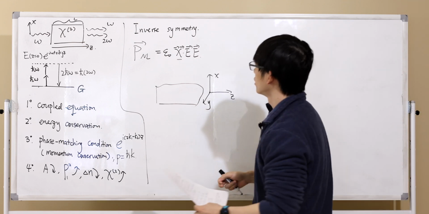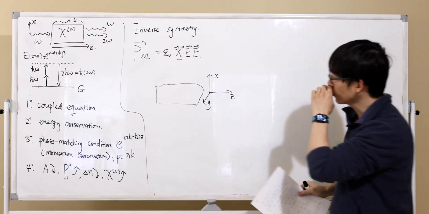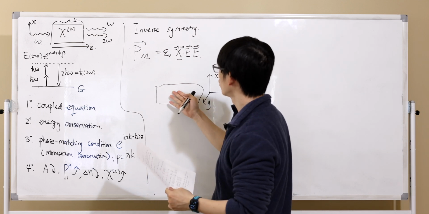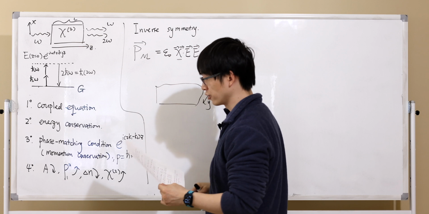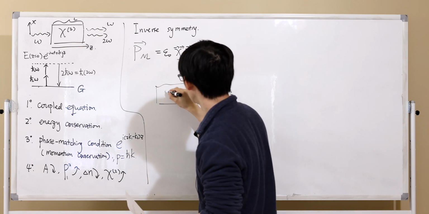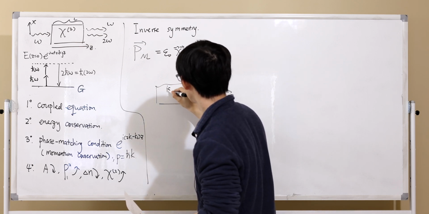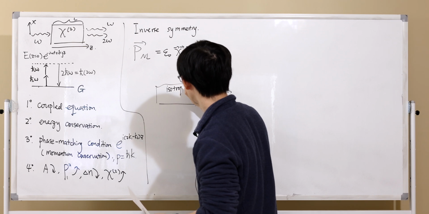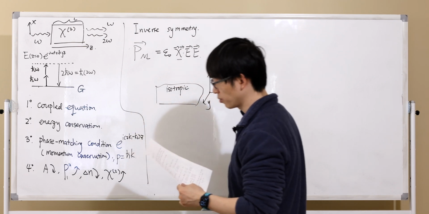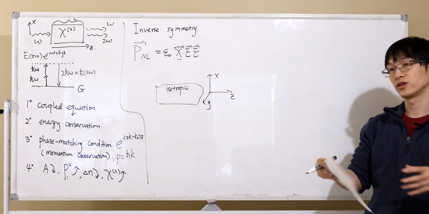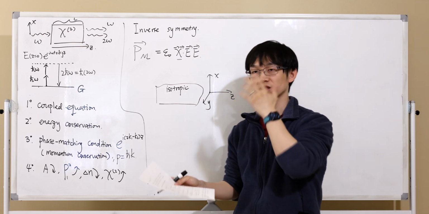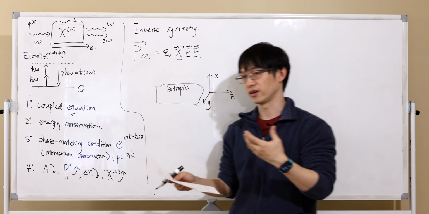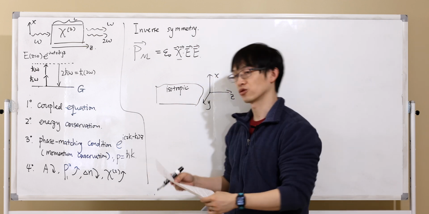Now, let's assume that the material here is isotropic, which means that the material is the same no matter which angle you look at it. That's the most common thing in nature. Like water, glass, they're all isotropic.